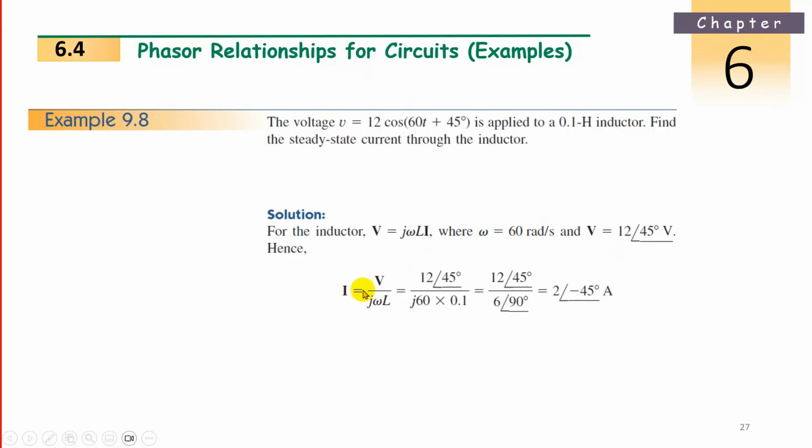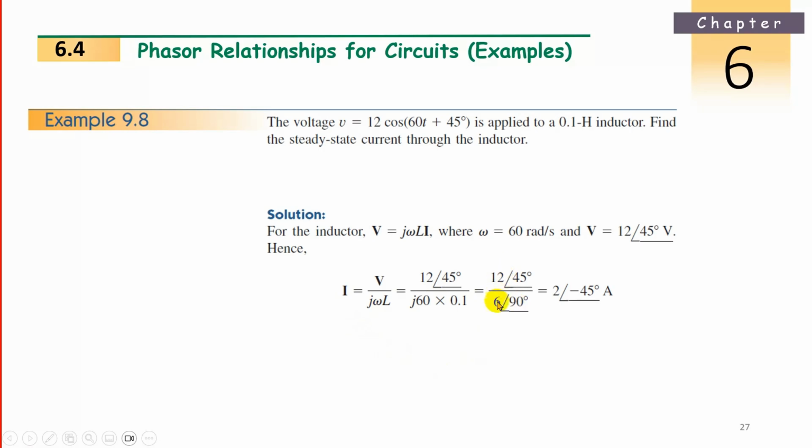So what is current I? V divided by j omega L. Substitute omega as 60, L as 0.1, and V in polar form, 12 at an angle 45 degrees. j is as it is, omega is 60 multiplied by 0.1. 60 multiplied by 0.1 is 6. Now what is j in terms of phasor? j is nothing but 90 degrees. So 6 at an angle of 90 degrees.